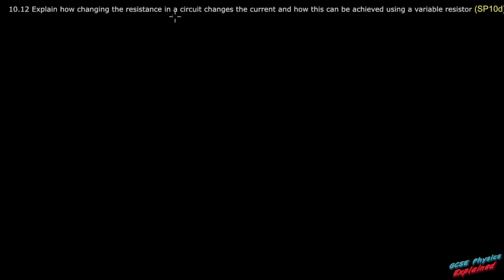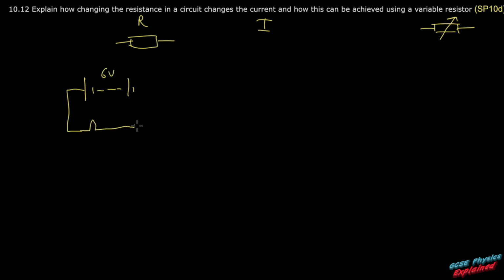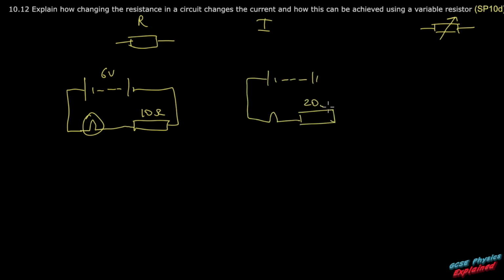Number 12. Explain how changing the resistance in a circuit changes the current, and how this can be achieved using a variable resistor. So the symbol for a fixed resistor just looks like that. So if we've got 6 volts going in, and we've got a bulb and a fixed resistor, if this fixed resistor is 10 ohms, and then we've got this circuit here with a 20 ohm resistor, because this circuit has got less resistance, it'll have a higher current.